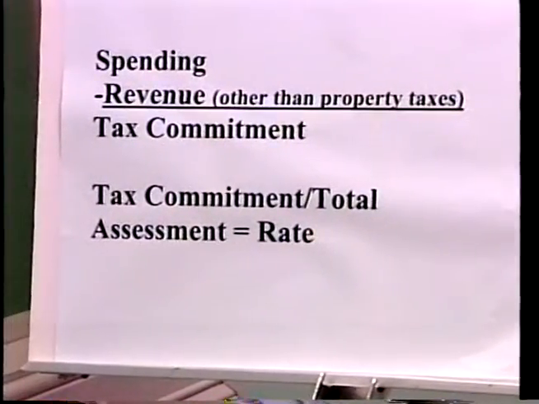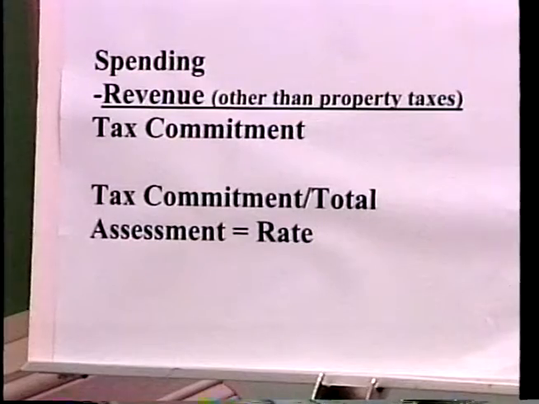Yes, if we look at this, you take spending. Spending has been approved by town meeting, by school meeting, by the legislators that you elect. You subtract all the other revenues that we can have, and in some cases those are state revenues, in some cases they're things like auto registration or dog licenses. You subtract those, and that leads to the tax commitment, the total amount of money that needs to be raised.